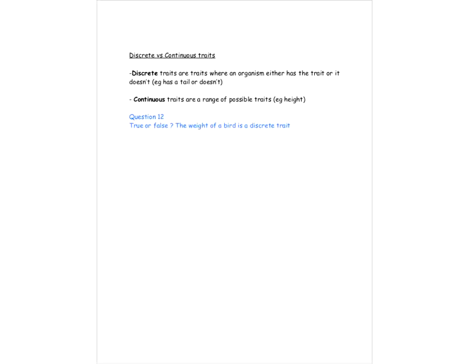Okay, so now we're going to talk about discrete versus continuous. Discrete traits are things like, you either have a tail or you don't have a tail. Whereas continuous traits are something like height. You don't say someone has height or they don't have height. You say this person's 5'4", like my wife, or I'm 5'9", or like my sister-in-law, she's 5'1", and her husband's 6'5".